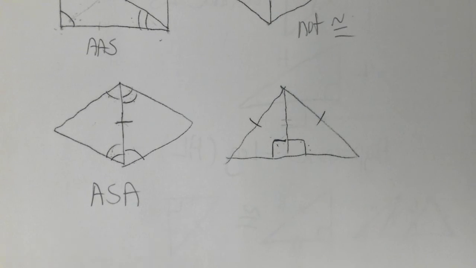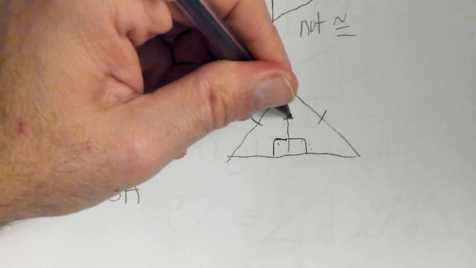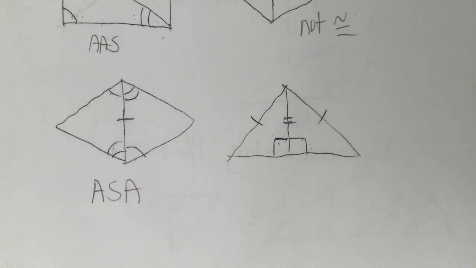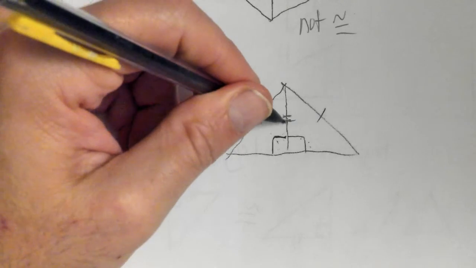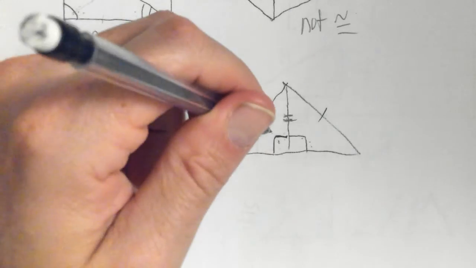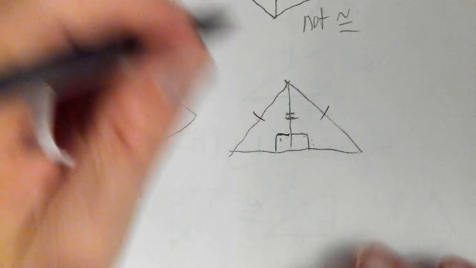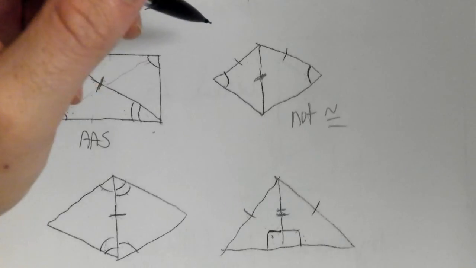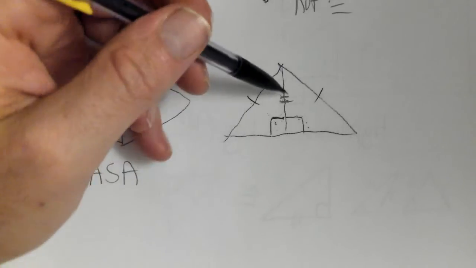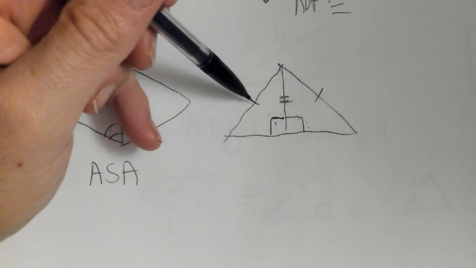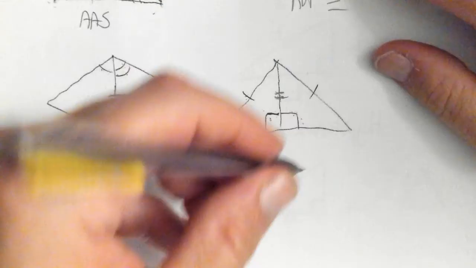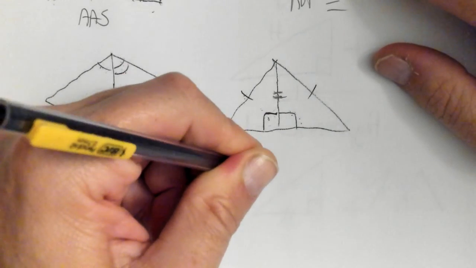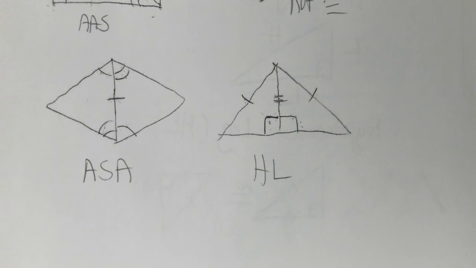What about this one? Again, I have an unmarked thing that counts, which is here. I'll go ahead and mark this reflexive side. Now let's take a look at what we've got. Well, we've got side, side, angle. But remember, these are two right triangles, so hypotenuse leg is a possibility. Let's see if that's what we've got. I've got a hypotenuse here and here, and then I have a reflexive leg that matches. So this one is actually hypotenuse leg. And so there you go.